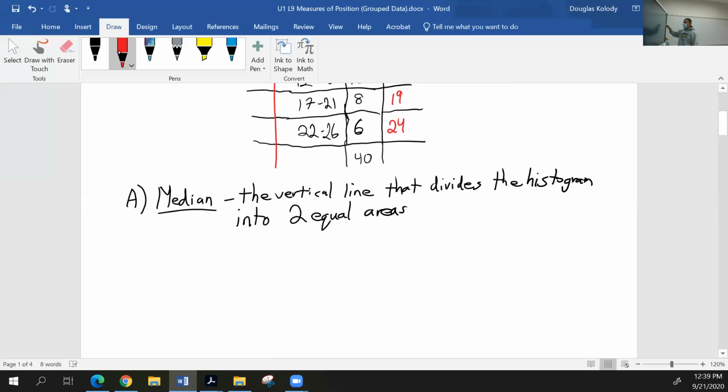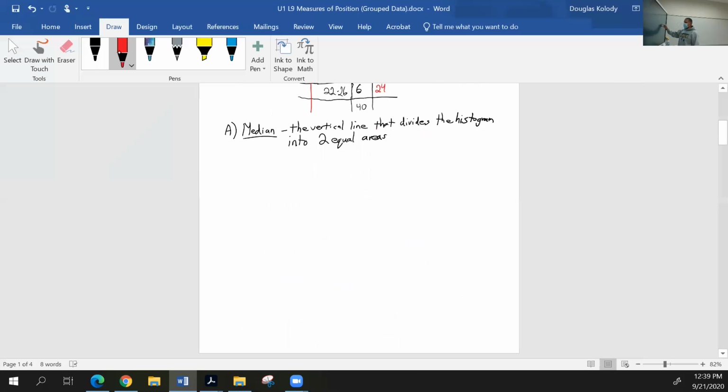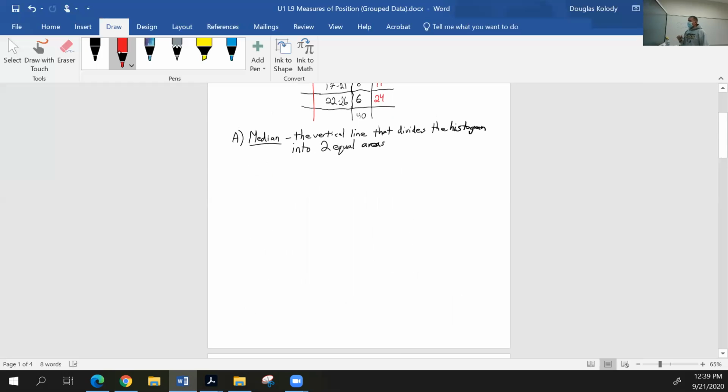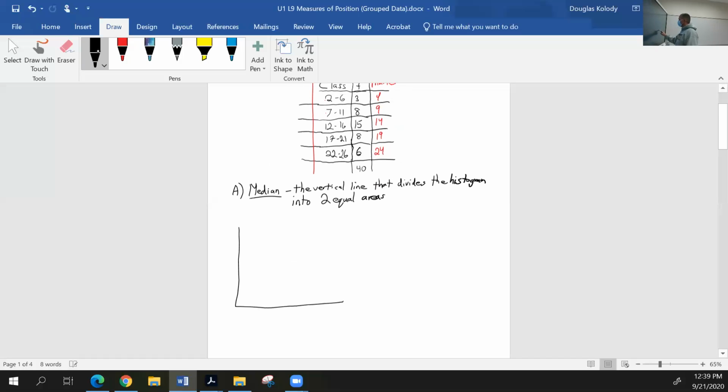All right, so right now I'm going to create a histogram. I'm going to zoom out a little bit, because I want to have a little more room to play with. If we were in class, this would be the point where I would have you make this all by yourself. This would be quiz time, but you've already taken the quiz on this. So 1, 2, 3, 4, 5, with class marks 4, 9, 14, 19, 24. My highest frequency is 15, so I'll do 3, 6, 9, 12, 15.